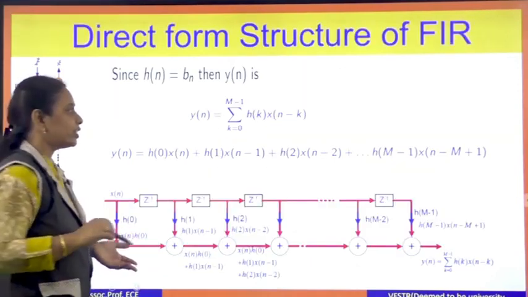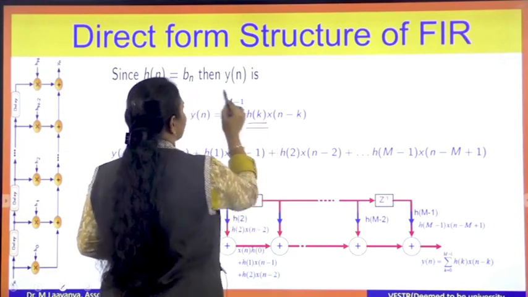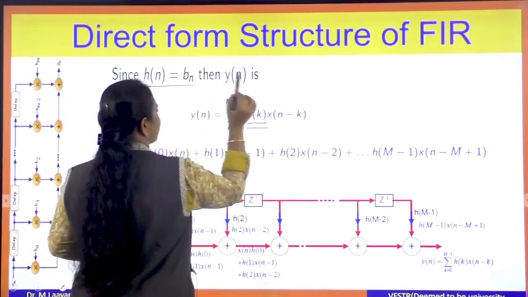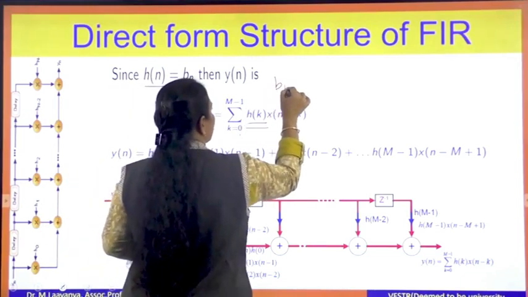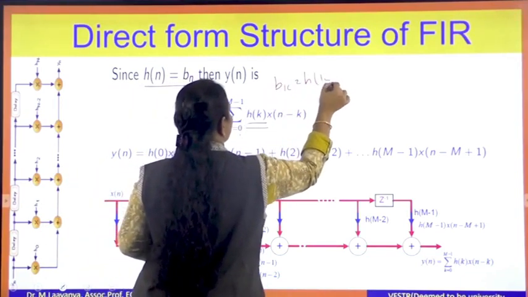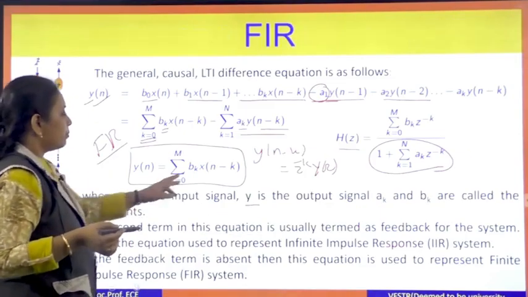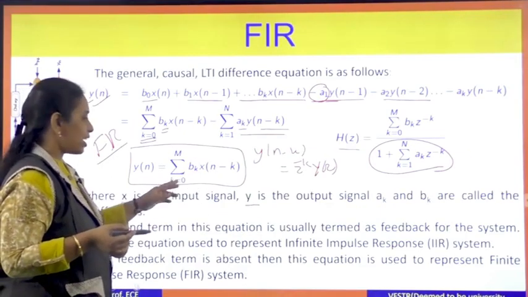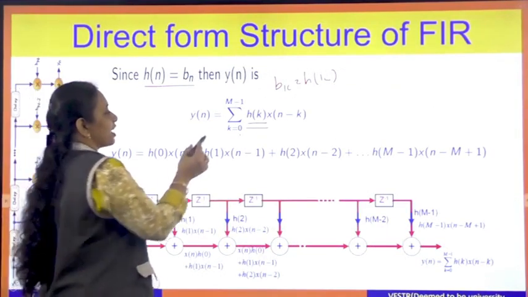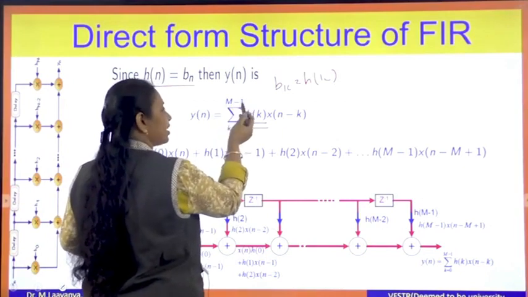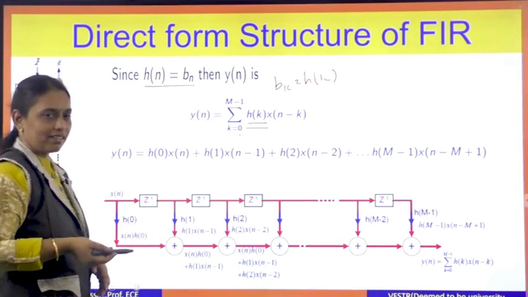So far we know that y of n is the sum from 0 to m minus 1. What I have taken here is h of n equal to b of n, which means I can take bk as h of k. In the previous slides we have seen bk x of n minus k, with k varying from 0 to m. I can write this as k varying from 0 to m minus 1, h of k x of n minus k.